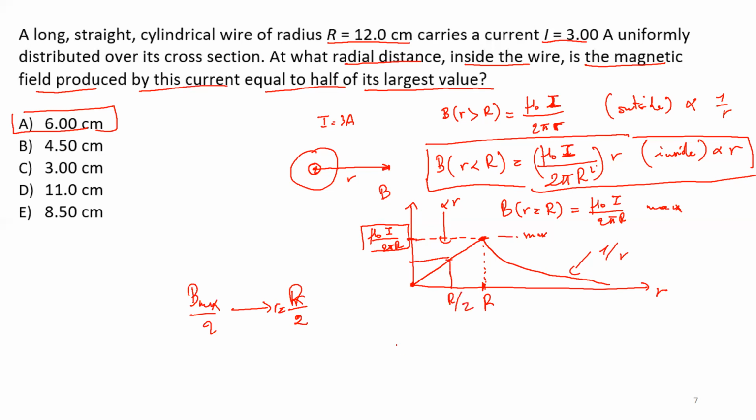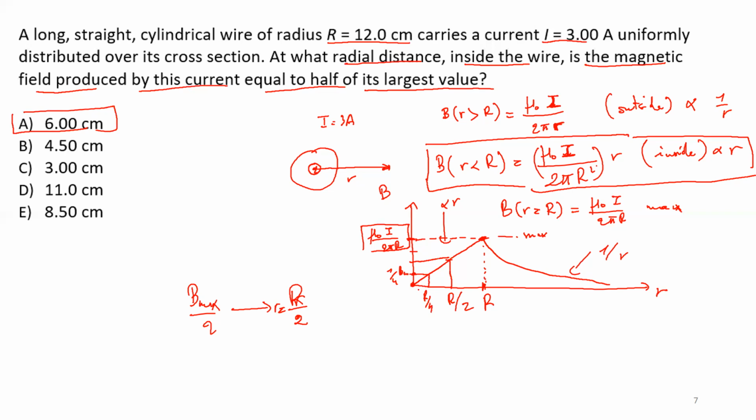If I ask you at what radial distance inside the wire the magnetic field produced is equal to 1/4, of course I will divide the B max here by 1/4. So this is 1/4 B max. And of course this will correspond to 1/4 of the radius. Okay, you get my point?